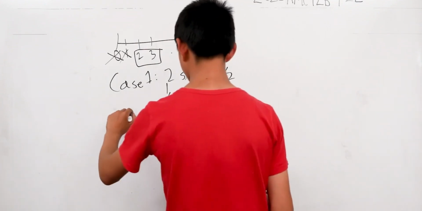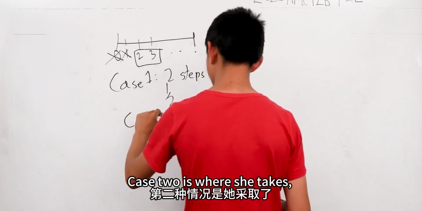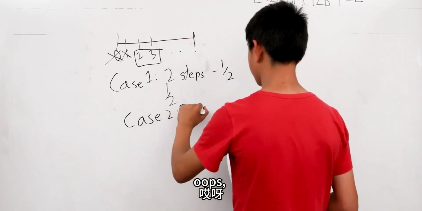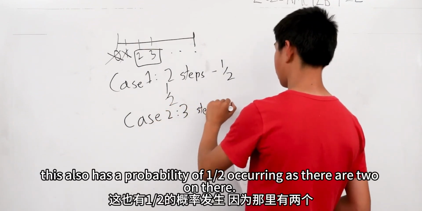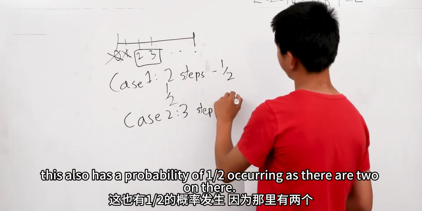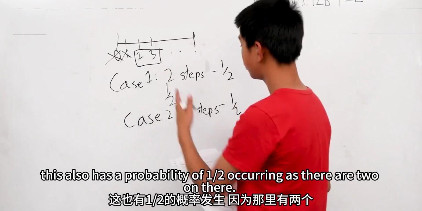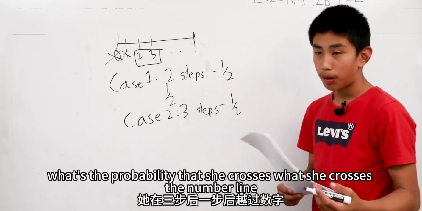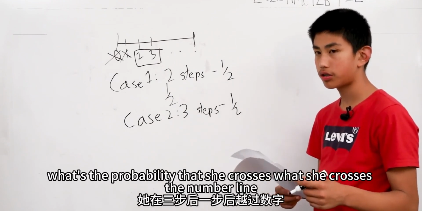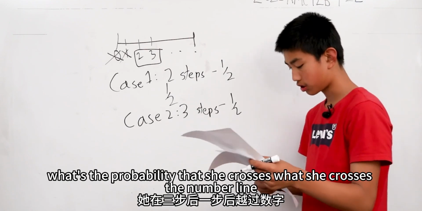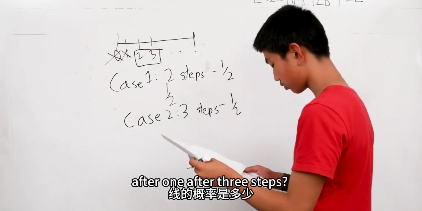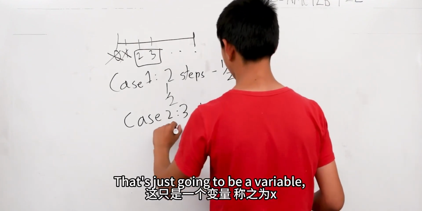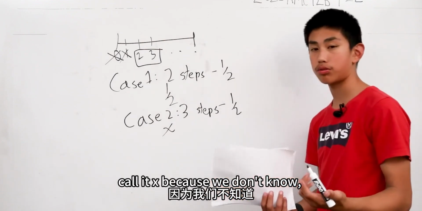Case 2. Case 2 is where she takes 3 steps. This also has a probability of 1/2 occurring, as there are 2 on there. And, well, what's the probability that she crosses the number line after 3 steps? Well, that's just going to be a variable, call it x, because we don't know.